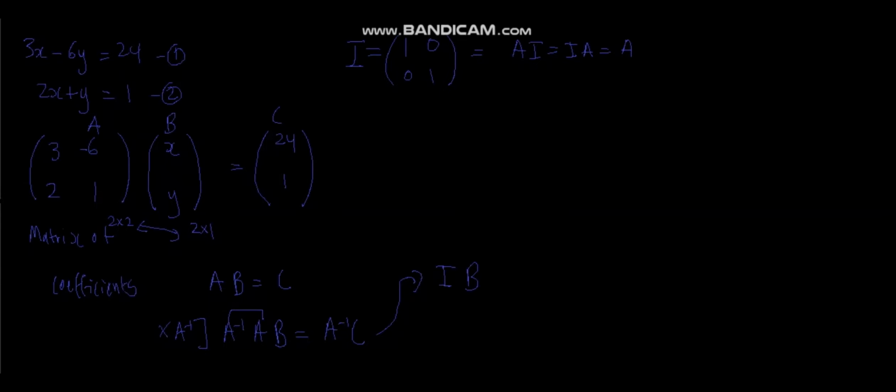So the identity matrix times B is just B, which is A inverse times C. So this is equivalent to saying that x, y would be given by A inverse times 24 and 1. So we need to find A inverse.